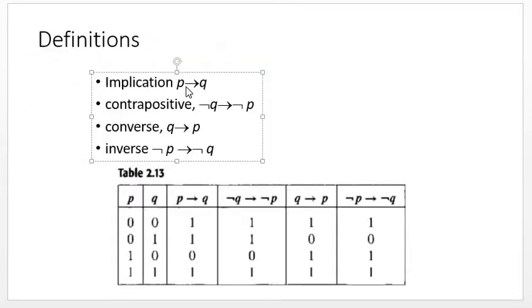So corresponding to the compound proposition, if P then Q, P implies Q, its contrapositive is negation Q implies negation P, its converse is Q implies P, and its inverse is negation P implies negation Q. So construct a truth table corresponding to converse, inverse and contrapositive. From the truth table we can conclude that P implies Q is logically equivalent to negation Q implies negation P, its contrapositive.